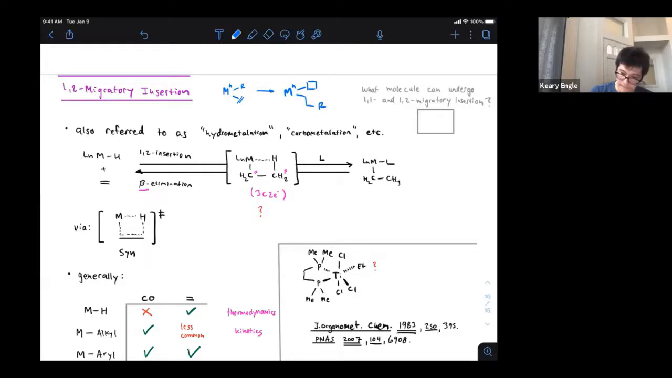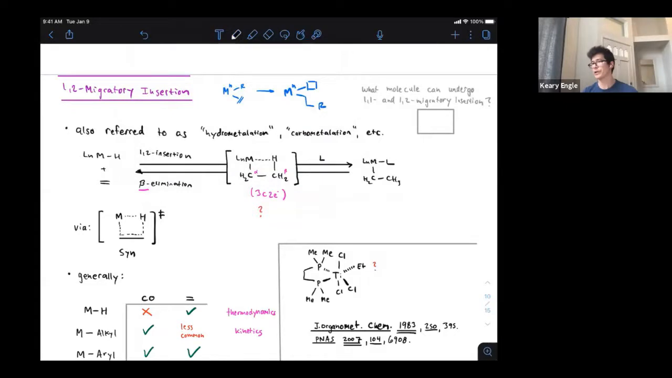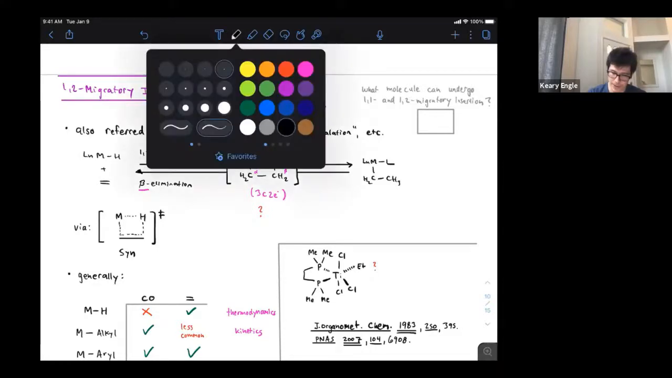And so just as a point of nomenclature, you'll also hear terminology like metal hydride groups or metal alkyl groups undergoing hydrometallation or carbometallation. And this is really, you can think of as just synonymous with 1,2 migratory insertion. As I said, metal hydrides are fastest reacting within this class. And so let's walk through this left to right on this figure.